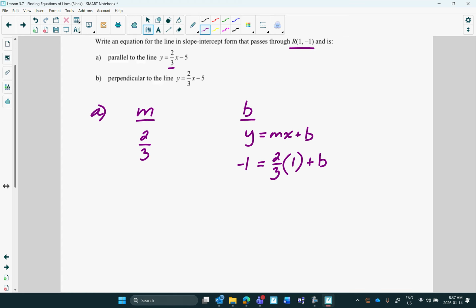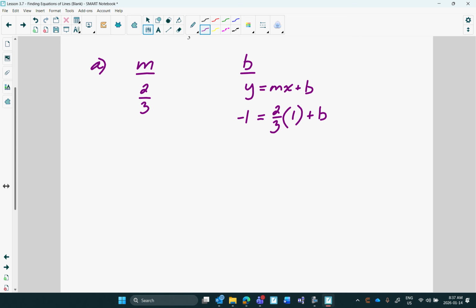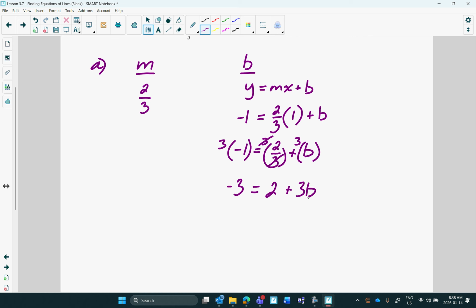And we use algebra. Well, the first thing I want to do is multiply these two together. What is 2/3 times 1? 2/3. Don't like the fractions, so I got to multiply everything by 3. So I get -3 equals, well, times 3, divide 3, cancel each other out. So I'm left with 2 plus 3b.